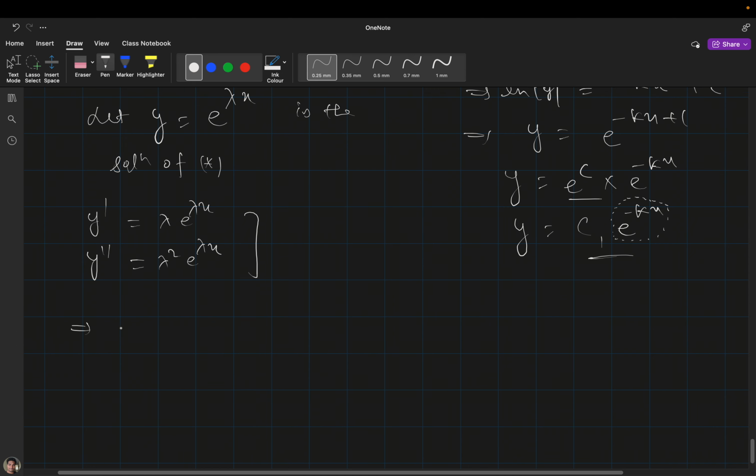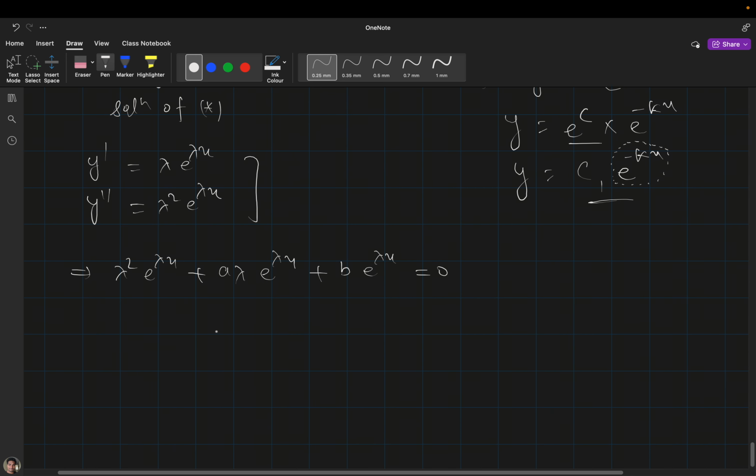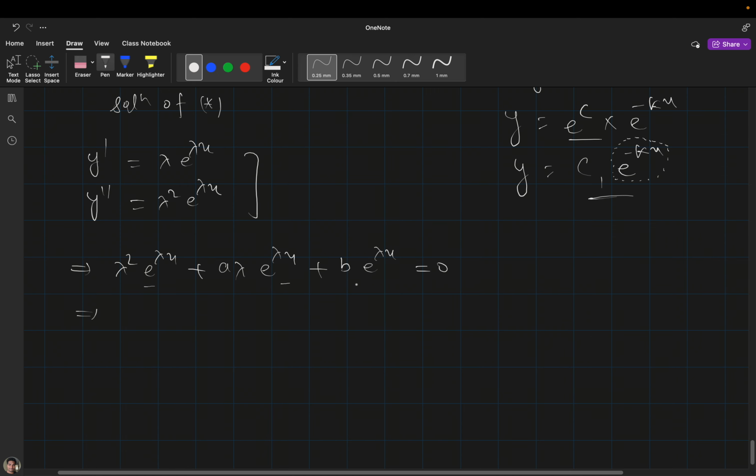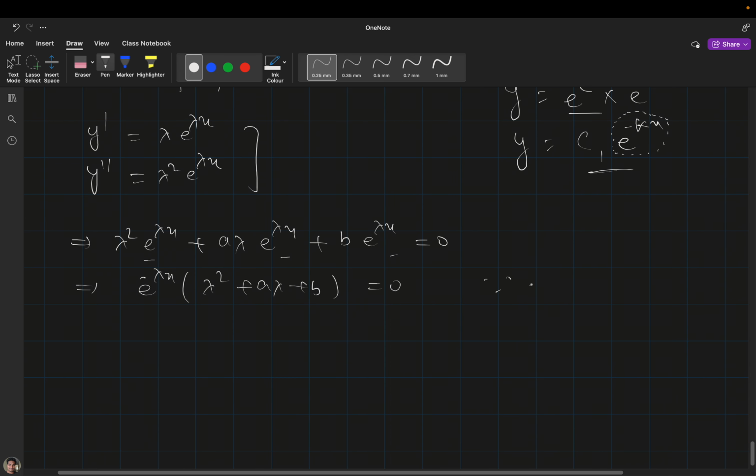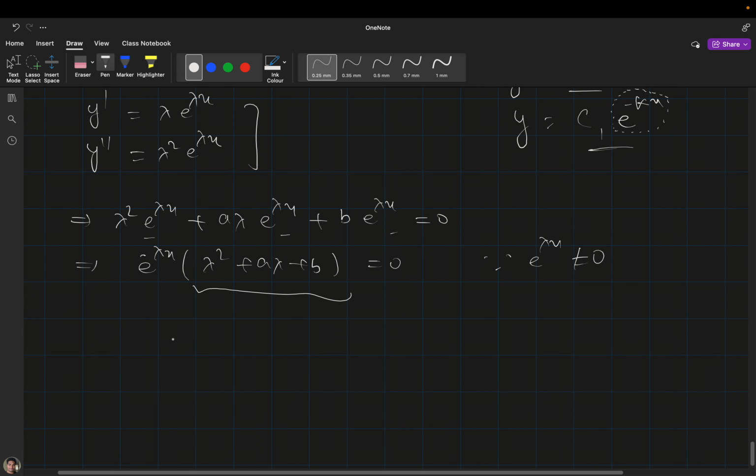So you will get lambda square e raised to the power lambda x plus a times lambda e raised to the power lambda x plus b e raised to the power lambda x equal to 0. Now you can see that e raised to the power lambda x is common. You will get lambda square plus a lambda plus b equal to 0. Since e raised to the power lambda x cannot be equal to 0, this term has to be 0.